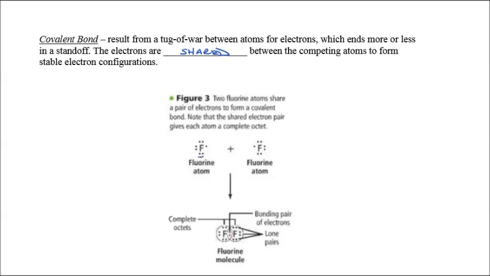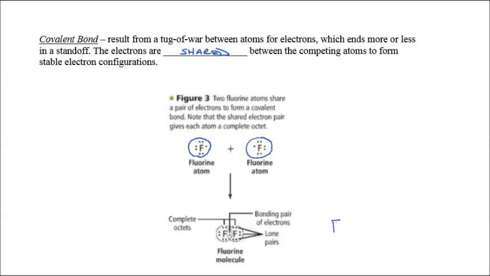So here's fluorine that has 7 valence electrons. Here's another fluorine that has 7 valence electrons. Neither one is stable because they want to have 8, but neither can take the other one's electron because they both have the same electronegativity. So the best they can do is to share.